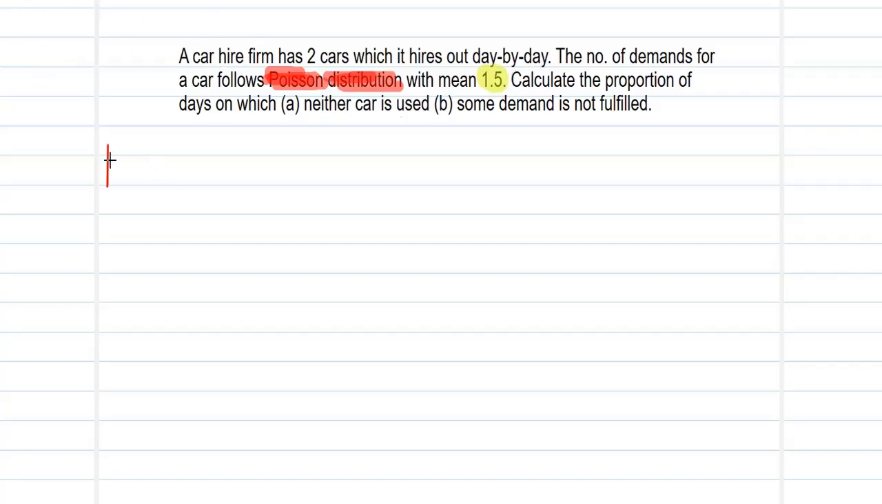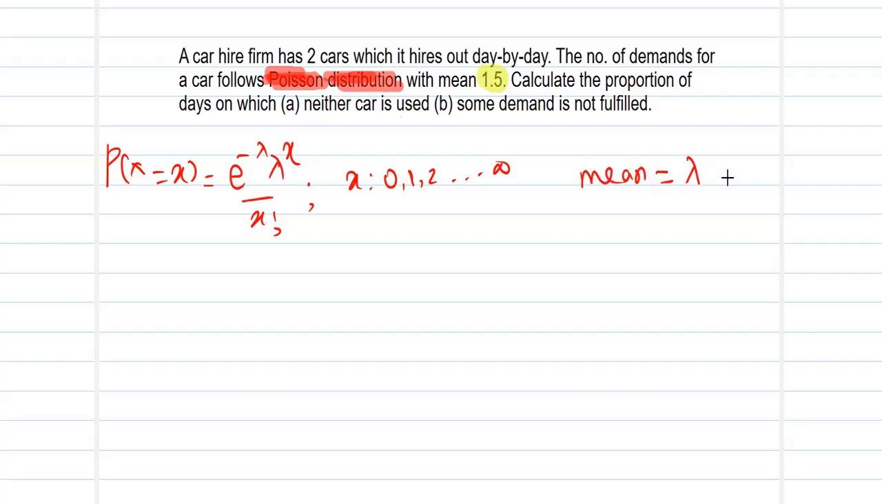So X follows Poisson distribution. So the probability function is e power minus lambda, lambda to the power of x by x factorial, valid for x varying from 0, 1, 2 up to infinity. Now we have been given that the mean of the Poisson distribution, which is the same as lambda, is 1.5. So what you have over here is, the car hire firm has how many cars? It has 2 cars. So what is happening over here?